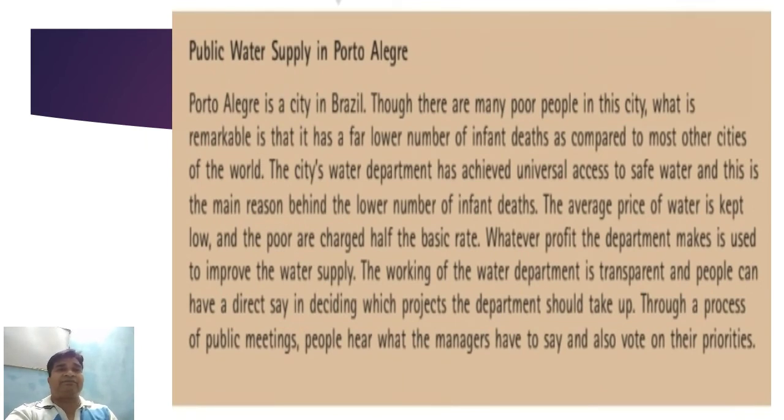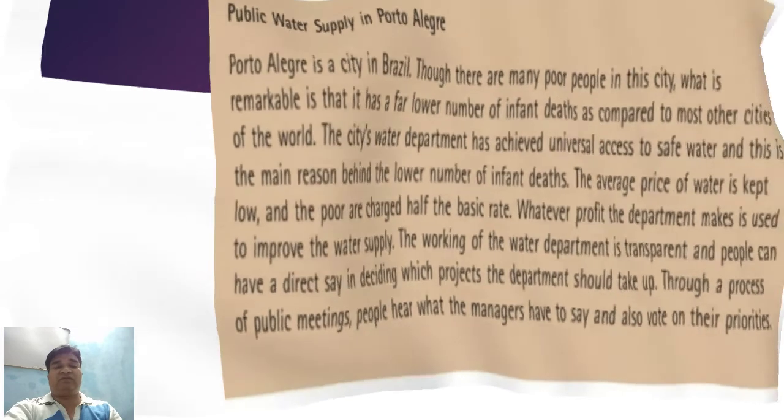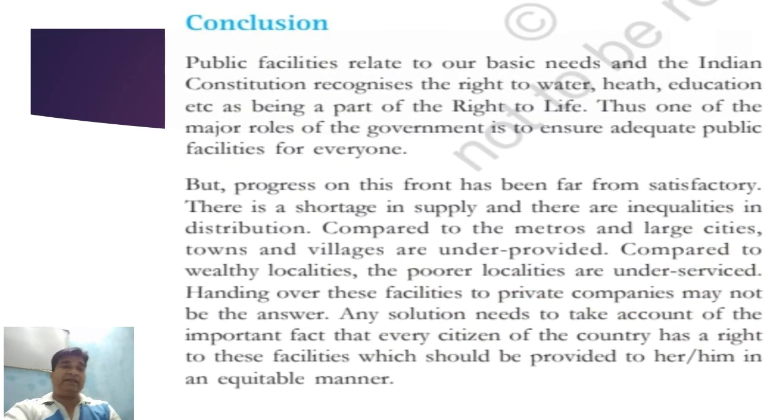Now, public water supply in Port Alger. That is a place in a country outside India, and it is famous because they have controlled the infant death rate. Infant death rate means the child death rate. They have controlled it because they are giving safe water to all the people of their country. In this way they have reduced the death rate of the children of their area.